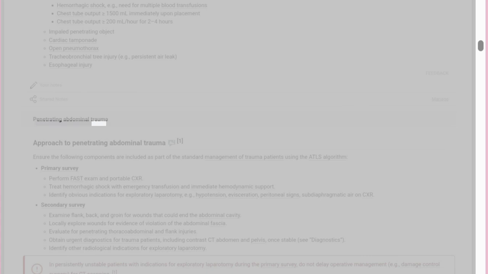Penetrating abdominal trauma. Approach to penetrating abdominal trauma. Ensure the following components are included as part of the standard management of trauma patients using the ATLS algorithm. Primary survey: perform FAST exam and portable CXR.